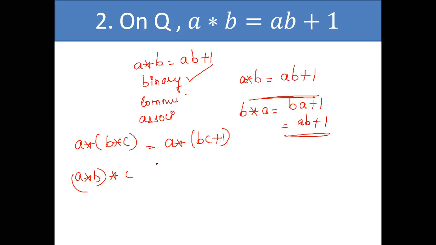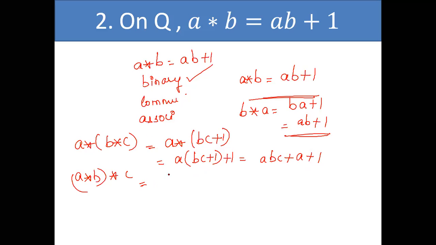Now apply for a star bc plus 1. So where a was, a is there, and where b was, now it is bc plus 1. So it is a into bc plus 1 plus 1. Okay, so that is abc plus a plus 1. Multiply, a into bc is abc, a into 1 is a, plus 1. Okay, so now find what is a star b star c.